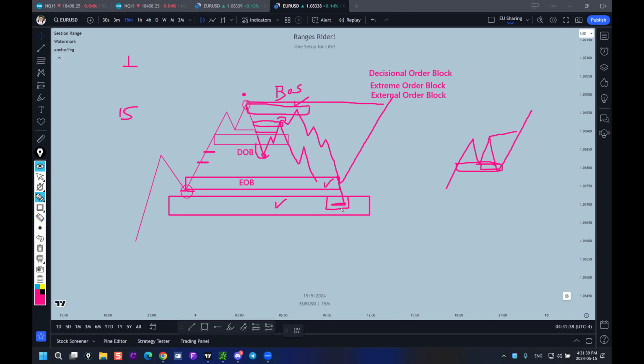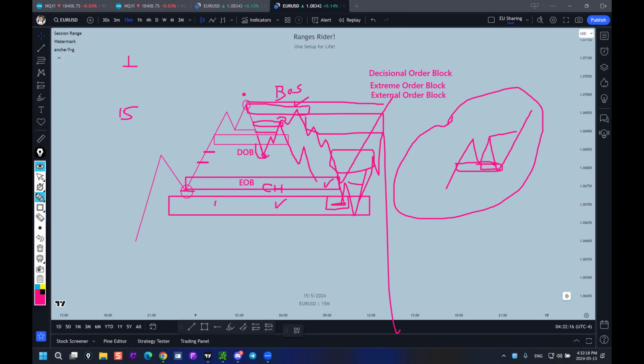We don't know until we go on the higher time frame to see if this is really the valid change of character or just the higher time frame inducement. So whenever you see the change of character, you go one time frame higher to confirm this is a valid change of character or this is the inducement. You understand? If this is a valid change of character, you turn bearish, and then you wait for the QM from the decisional order block, and from the extreme order block, you are looking for sell.